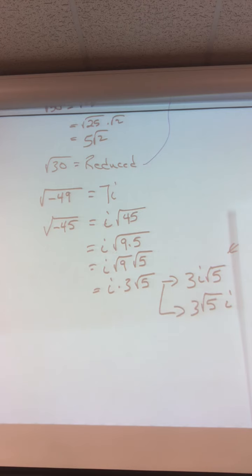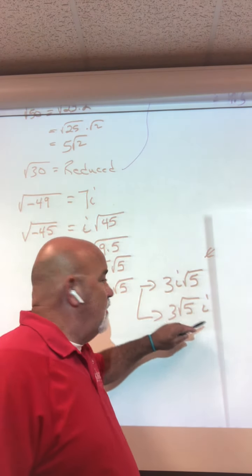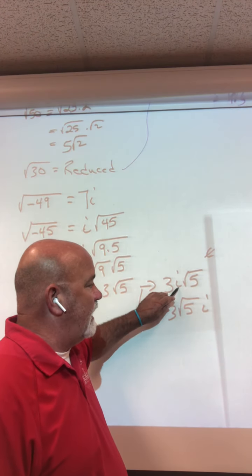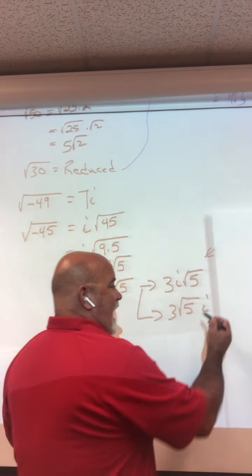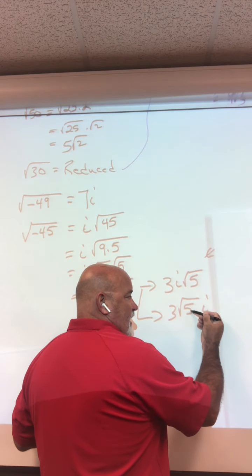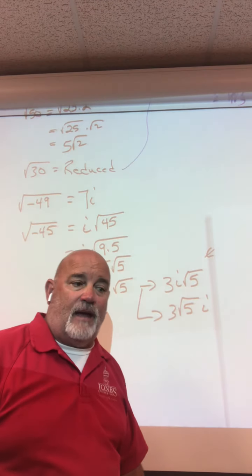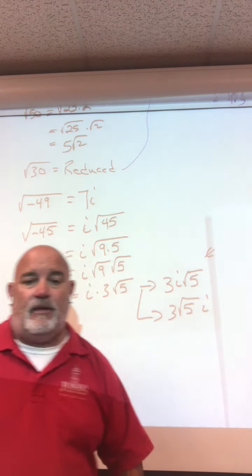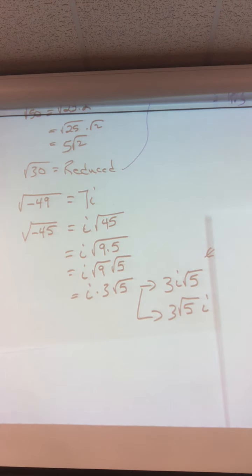Now it would be okay if you wrote it 3 square root of 5i. Either one of these is fine. But this one is the preferred one because sometimes students, when they write it this way, accidentally put the i up under the radical, and the i doesn't go under there. It's on the outside. So to avoid that happening, we typically put it in front of the radical. So that's how you reduce radicals.